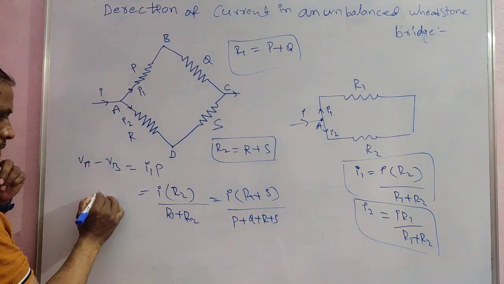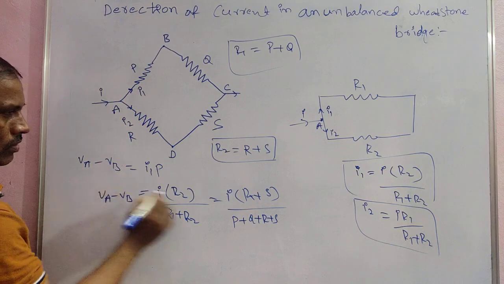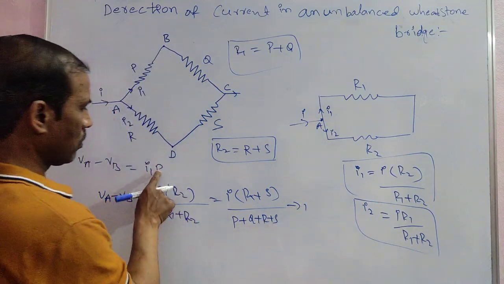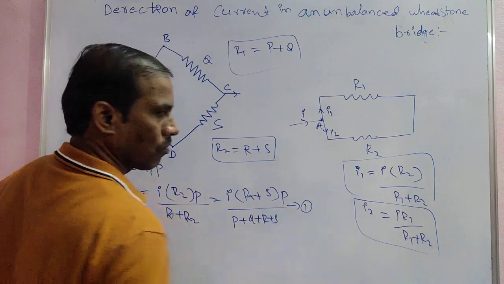This is the potential difference between A and B. This is equation 1, multiplied by P.